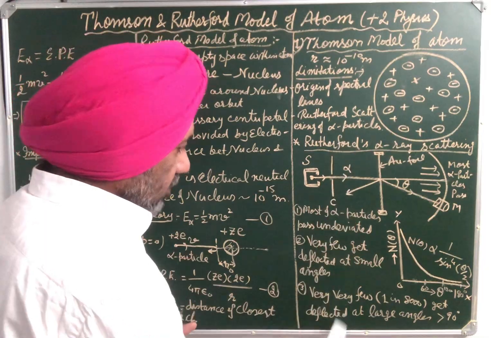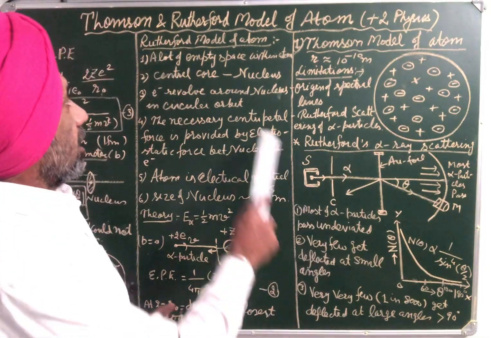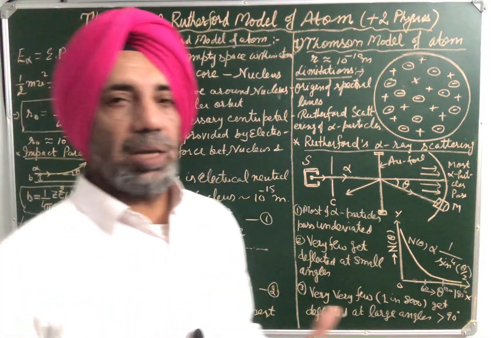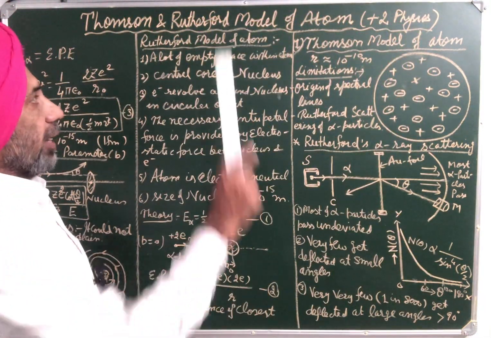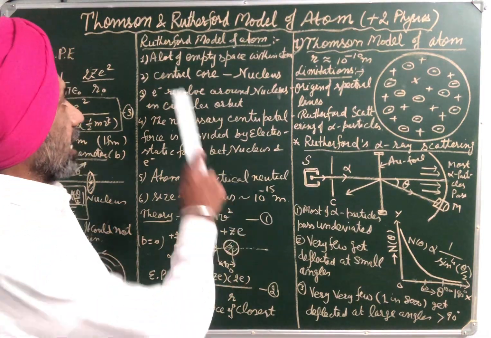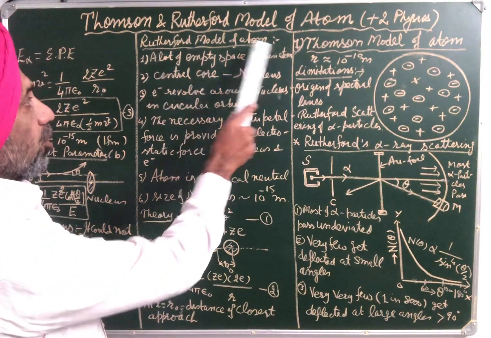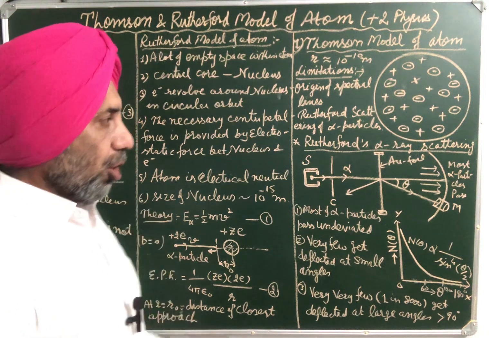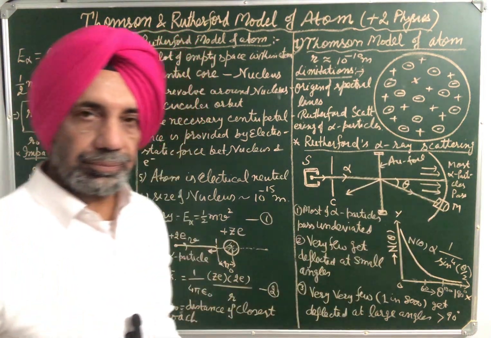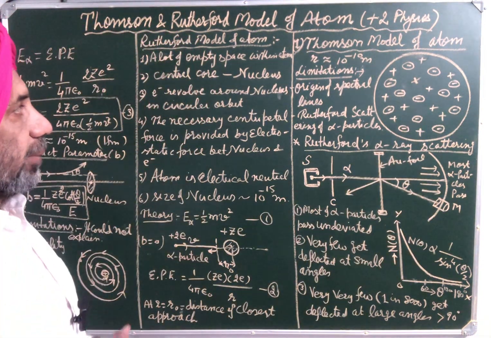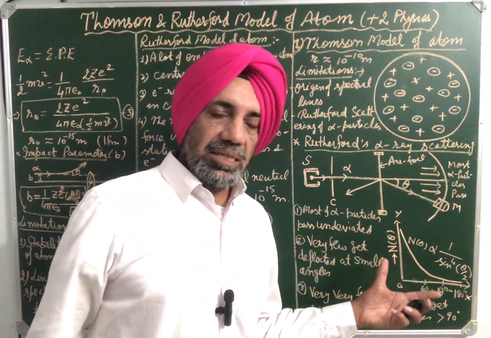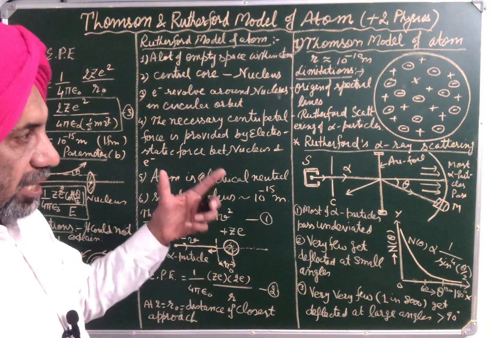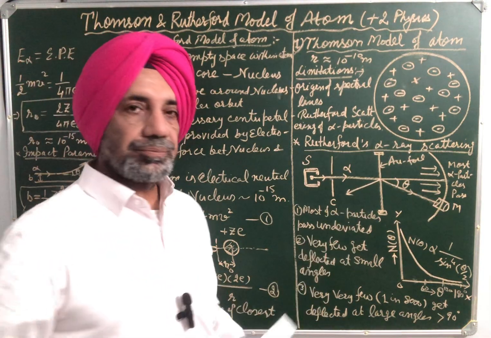From these observations, Rutherford proposed a model of atom known as Rutherford model of atom, which states that, number one, there is a lot of empty space within the atom. The positive charge is situated at the central core of the atom.